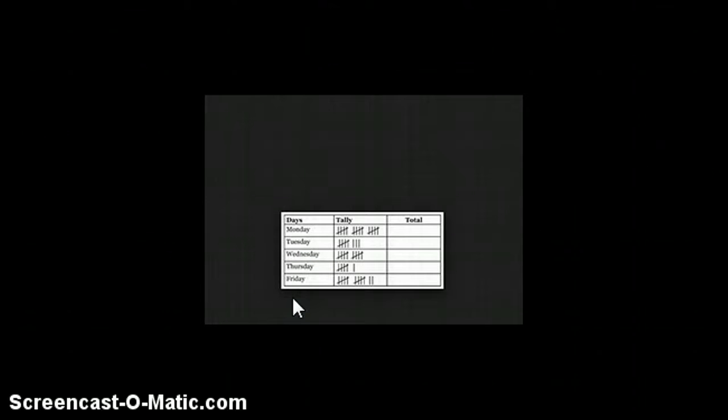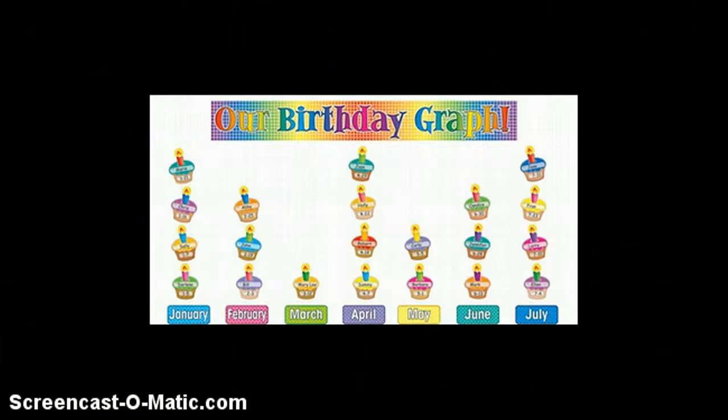I want you to record both the birthday month and the birthday day in two separate tally charts. So one tally chart should be for the month and the other tally chart should be for the day. You need to think about how you are going to do these and what things we might include in our tally graphs.